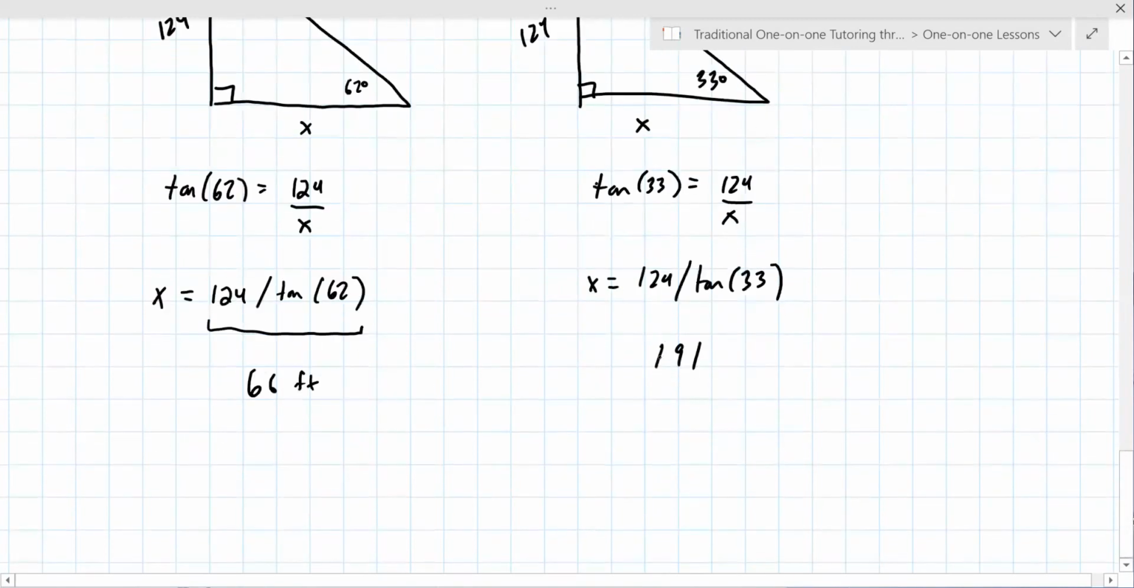So one boat's 191 feet away, another boat is 66 feet away. How are you going to find the difference? Subtract. Yeah. Do you have that final answer? 125 feet. Very good.